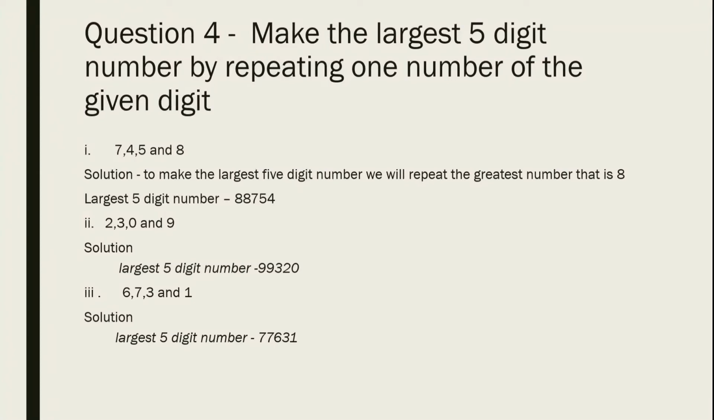Now question number 4. Make the largest 5 digit number by repeating one of the given digits. Now the first question: 7, 4, 5 and 8. To make the largest 5 digit number we will repeat the greatest digit, that is 8. So the largest number is 88754. Now in the same manner solve these two.